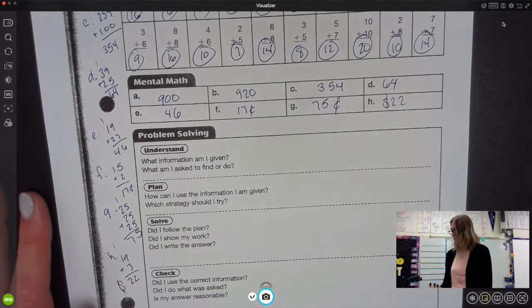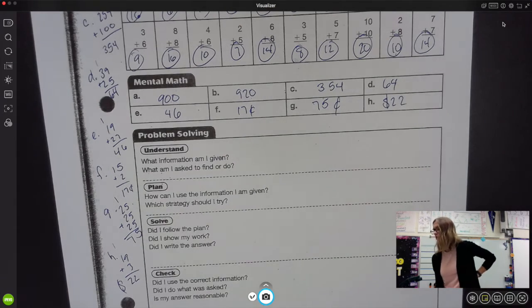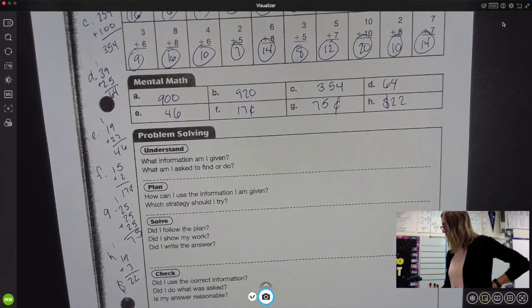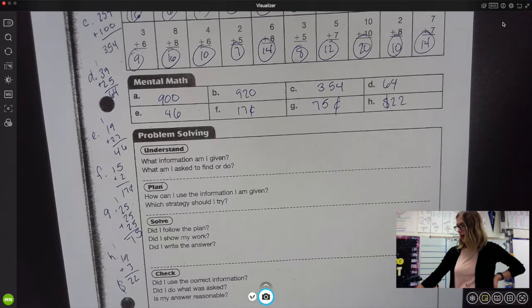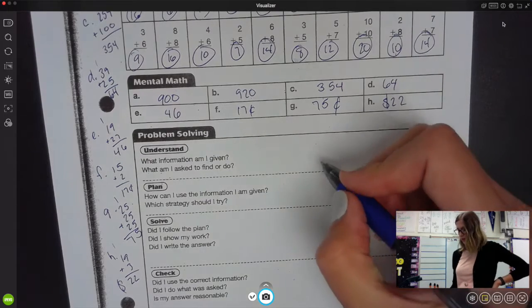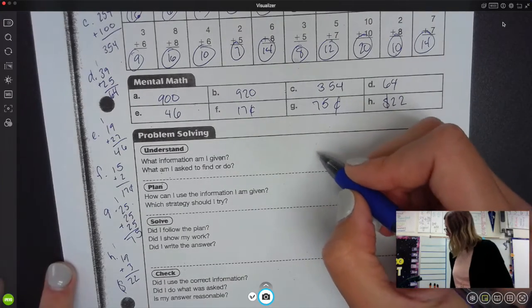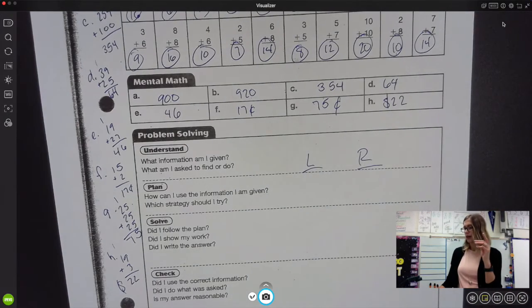Excellent. Problem solving says Tomai has a total of 10 coins in his left and right pockets. He has 4 more coins in his right pocket than in his left pocket. How many coins does he have in each? All right, so we've got 10 total coins. He's got his left and his right. Now he's got 4 more in his right pocket.